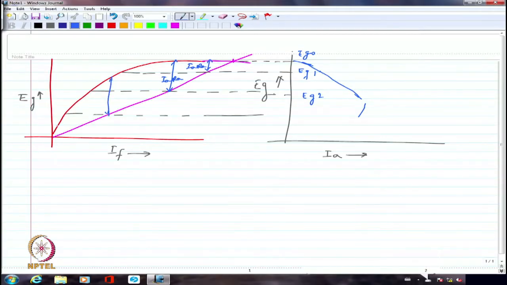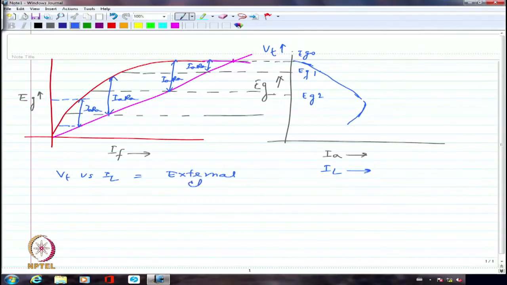Whereas if I look at another voltage like this, I am going to have something like this. Here the IA-RA drop at this point is really not as large as what I am getting here. Here it is larger, whereas here it is slightly smaller, so it comes in the decreasing direction. So when I plot EG versus IA, I call that the internal characteristics. Whereas if I plot VT versus IL, that is known as external characteristics, whereas EG versus IA is known as internal characteristics.